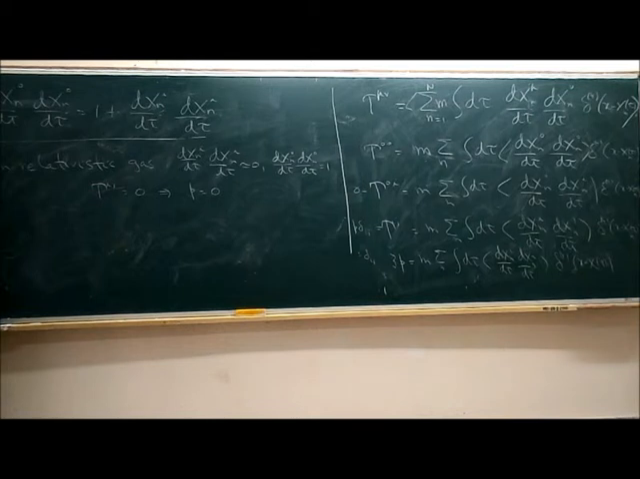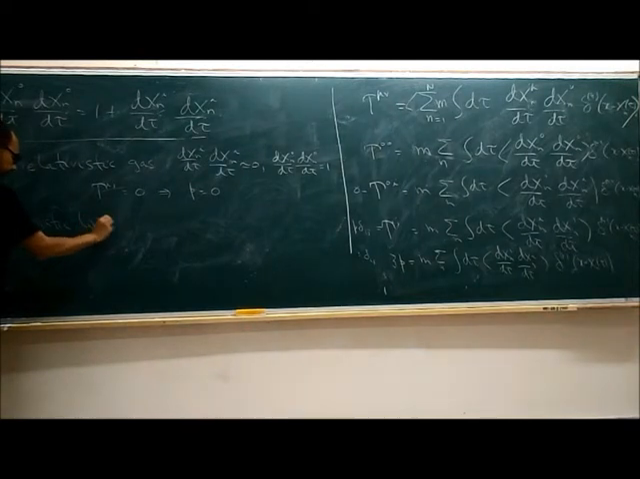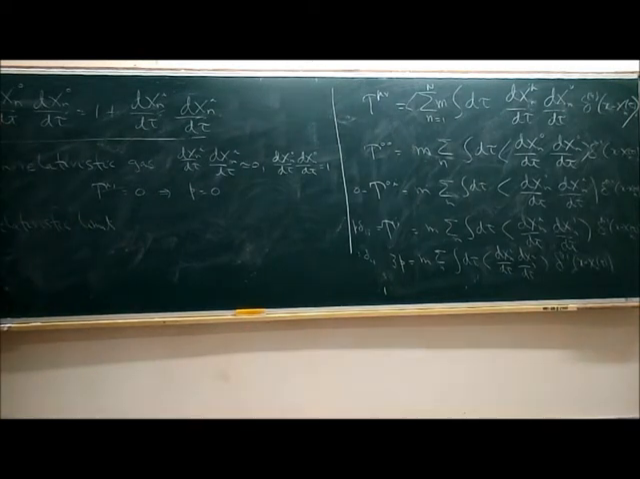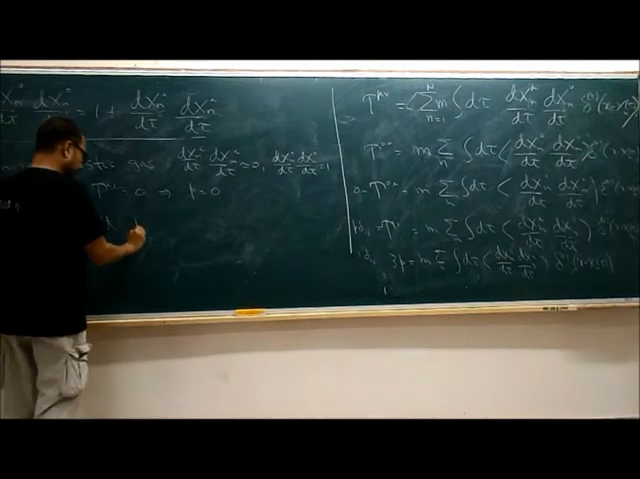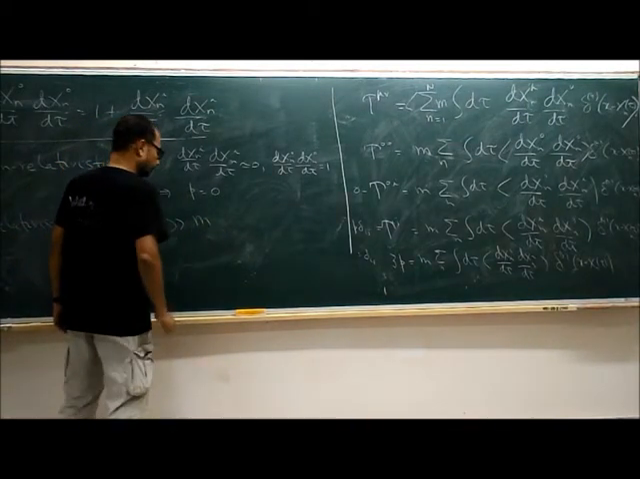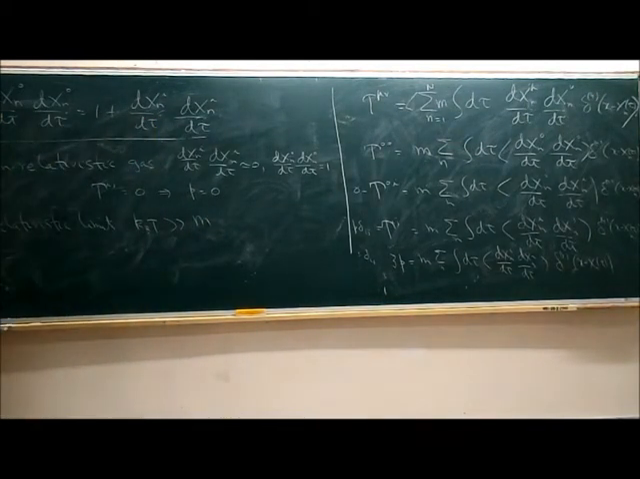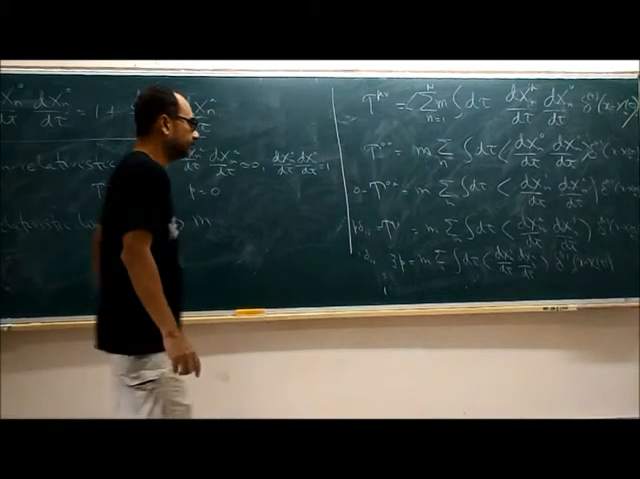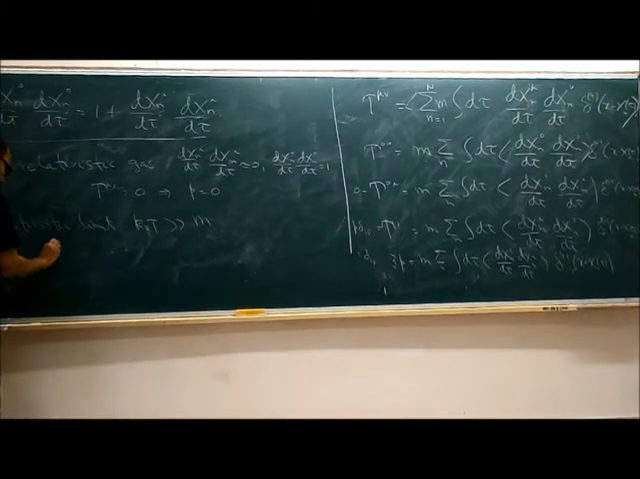Now let's look at the other limit, the relativistic limit. This is when the Boltzmann constant times temperature is much larger than the rest mass energy. So in this limit, what do you expect this to be?